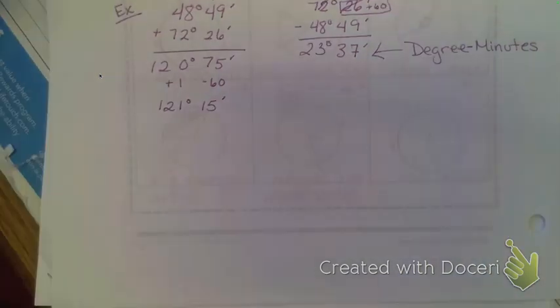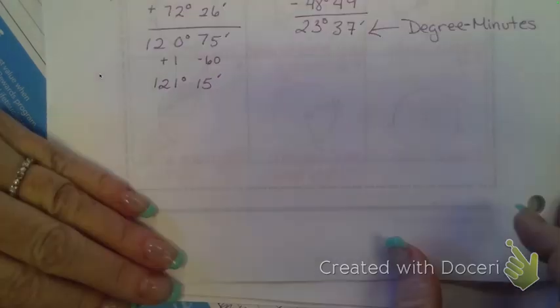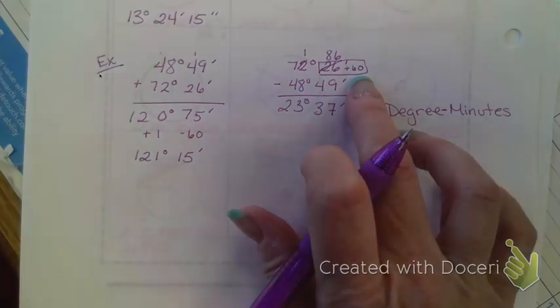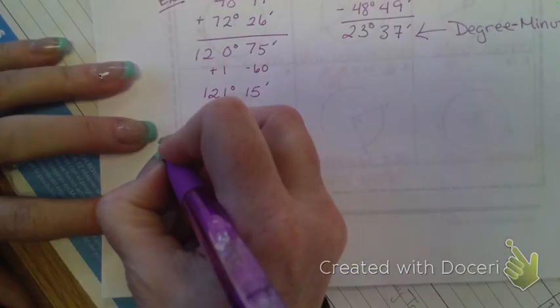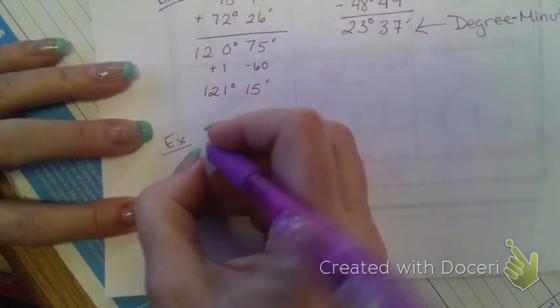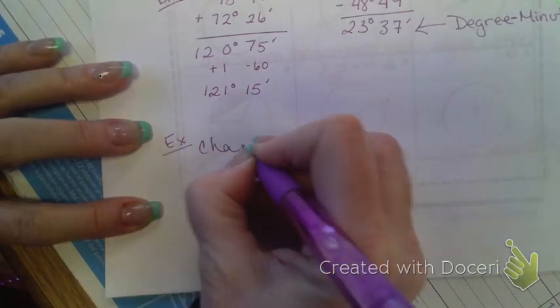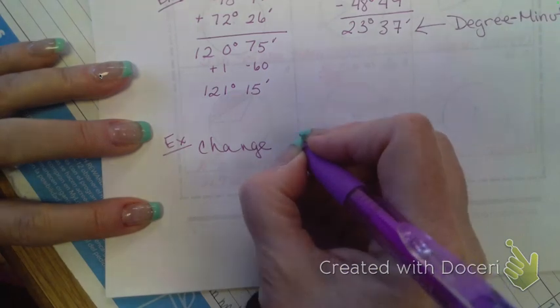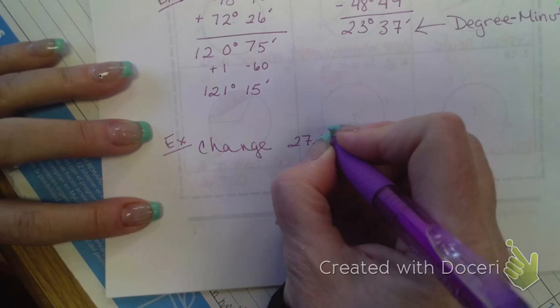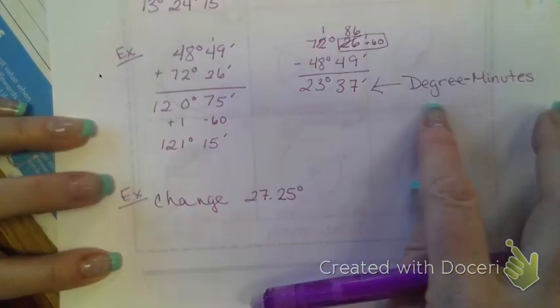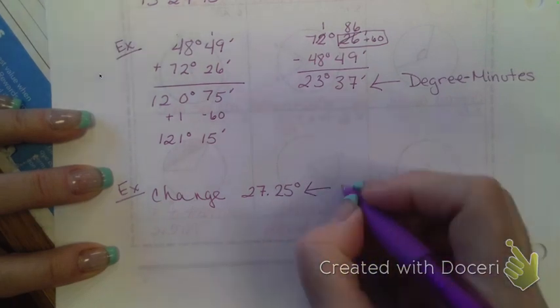So we need to convert, because at the beginning I said we're going to convert between decimal degrees and degrees, minutes, right? So our magic number is 60. We're either going to multiply by 60 or divide by 60, depending which direction we're going. So we need to change 27.25 degrees. If this was degree minutes, this is decimal degrees.